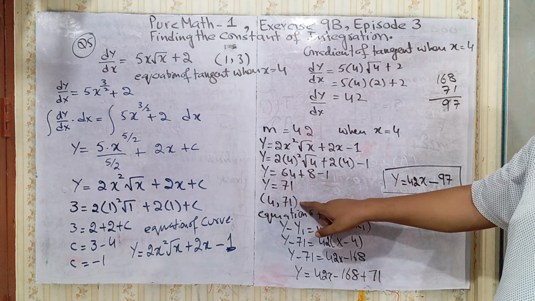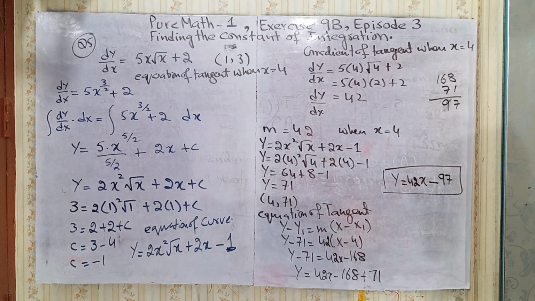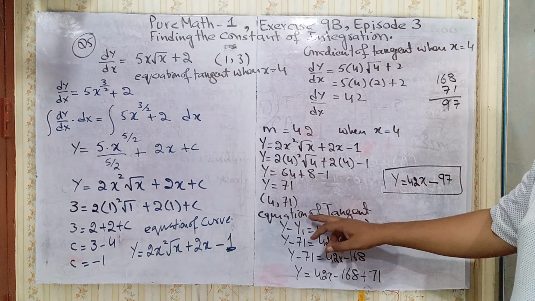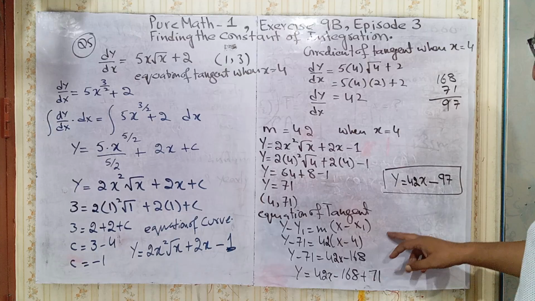Okay. Now I am going to use this point and this gradient, and I will find the equation of the tangent. So the equation of the tangent will be y minus y1 equals m into x minus x1.